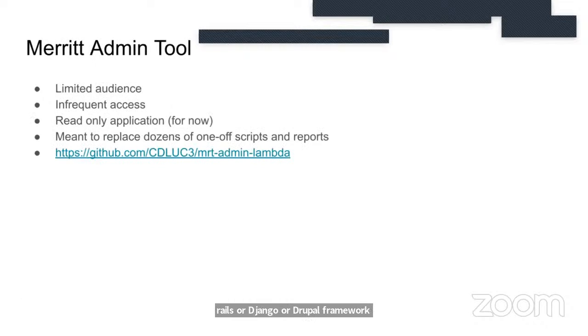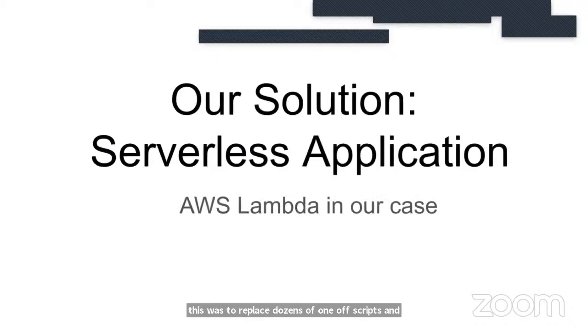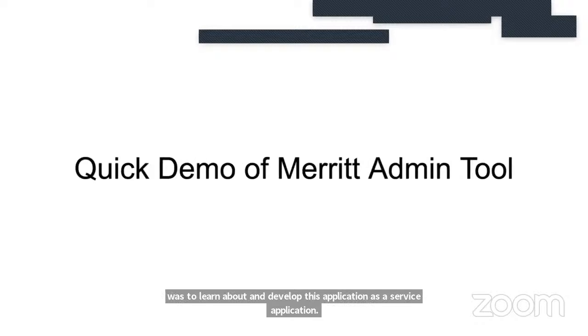The Merit admin tool has a limited audience, just internal staff, infrequently used, and it's meant to be a read-only application, at least for now. And our goal with this was to replace dozens of one-off scripts and reports that we had. And so our solution was to learn about and develop this application as a serverless application. And in our context, that meant building an AWS Lambda.